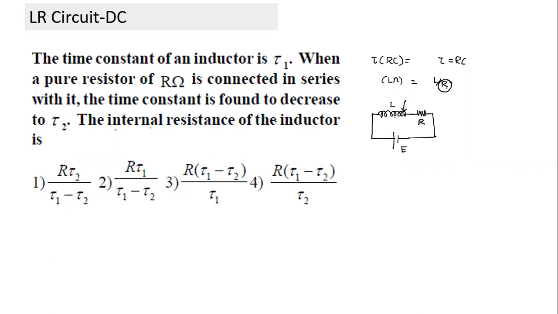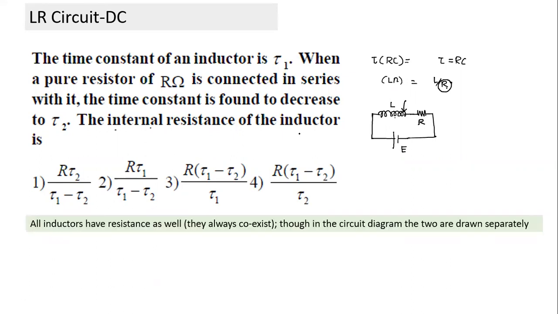So this question, otherwise, the solution is very simple. The only thing we need to understand is that all inductors have resistance as well. They always coexist. It is impossible to have an inductor with zero resistance unless it is a superconductor. The resistance may be very small, but it is always a finite value. Though circuit diagrams show the two separately, it doesn't mean they are two separate entities. Their behavior is separate, so in terms of understanding their behavior we conceptually draw them as two different elements, but they coexist. So now this question is fairly simple.